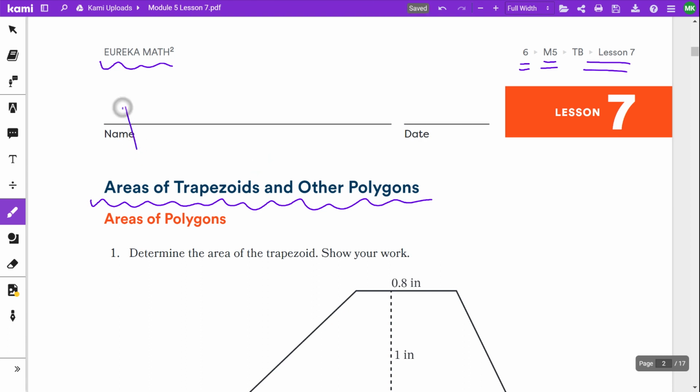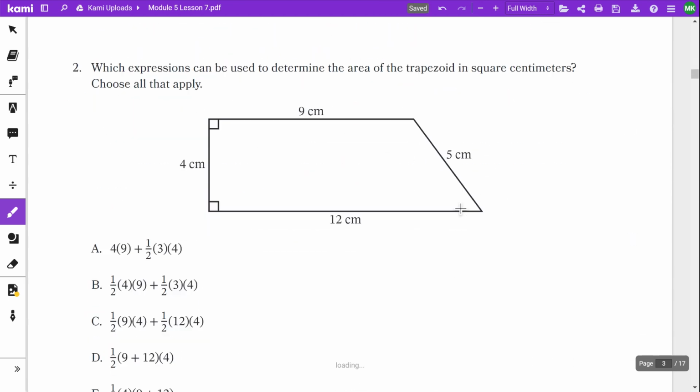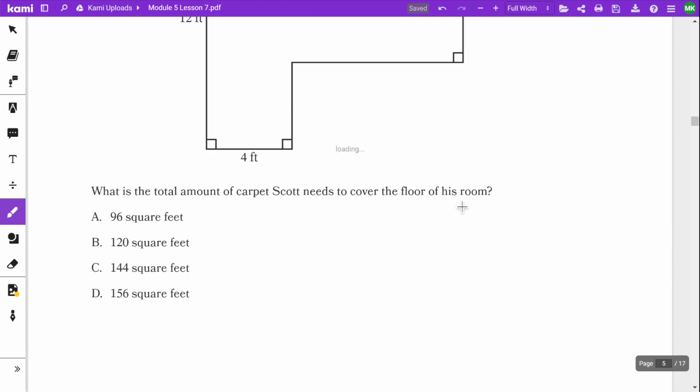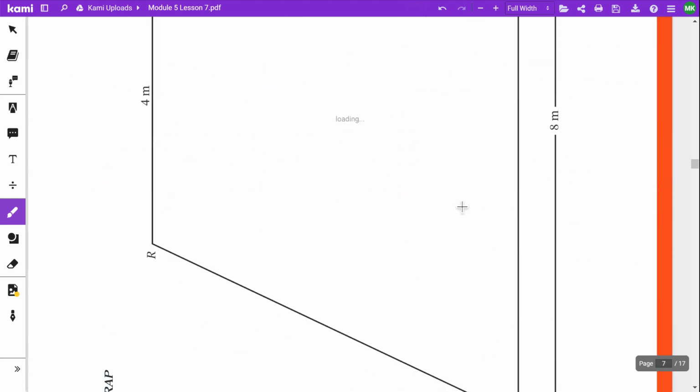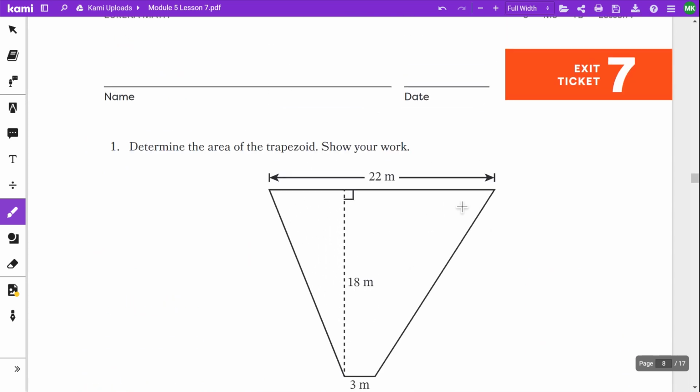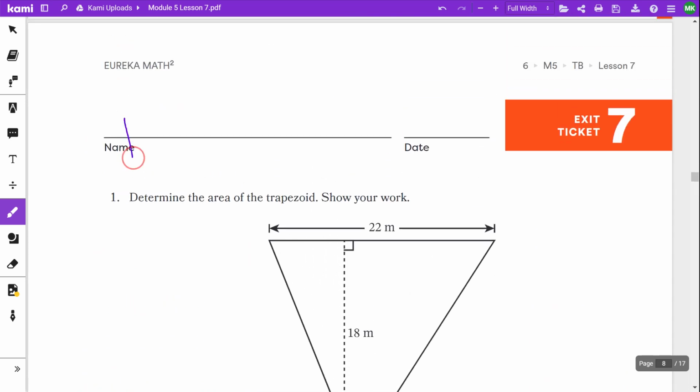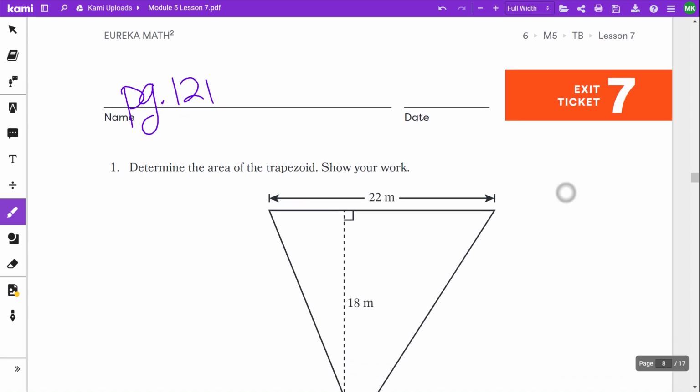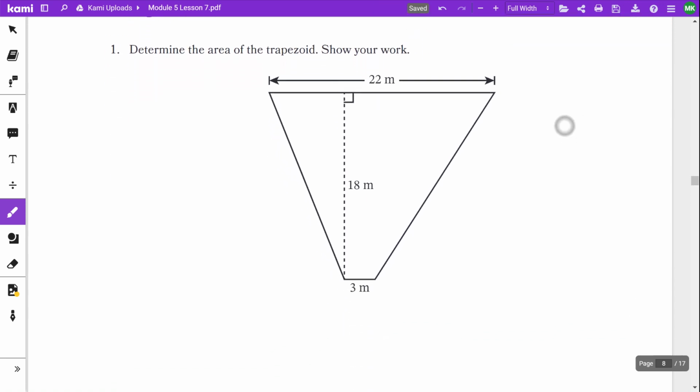Well, we're going to hang out on pages 121 and 122 for this lesson. Okay, so trapezoids and other polygons, let's cruise on down as fast as we can to those pages, 121 and 122. Okay, so we're hanging on page 121. And here we have a trapezoid.